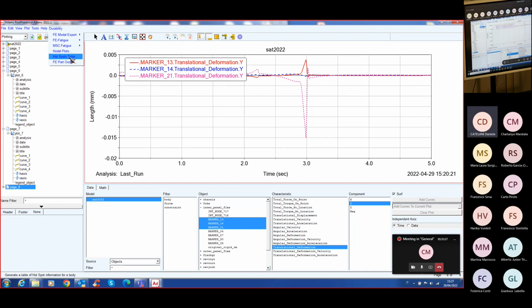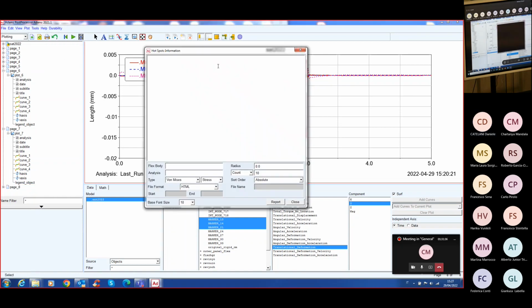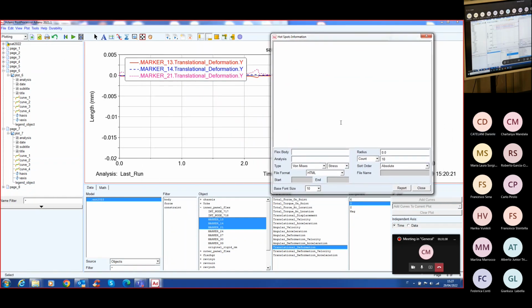First of all, we want to see the maximum value of stress in our flexible body. So durability, hot spot table. In this dialog box, you can click the flexible body you want to investigate, inner panel. You can select the analysis you want to use for your investigation, the last analysis with flexible body, and the type of investigation you want to perform.